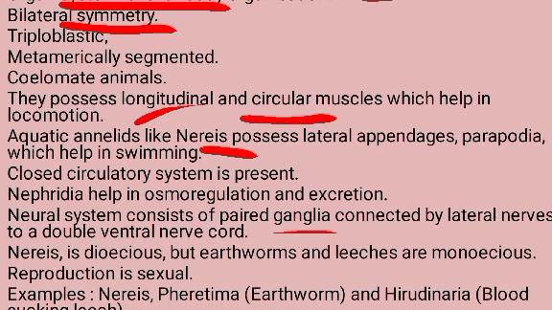Then Nereis, which is an aquatic form, is dioecious in nature. What is dioecious? The sexes are separate in Nereis, but if you take earthworm, it is a hermaphrodite, that is, monoecious, or the sexes are not separate. Reproduction is sexual. Examples, as I have shown in the previous slide: Nereis is one example. Pheretima posthuma is the name of the earthworm, and Hirudinaria is a leech. Actually, it is a blood-sucking organism, a sanguivorous animal. Sanguivorous means blood sucking.